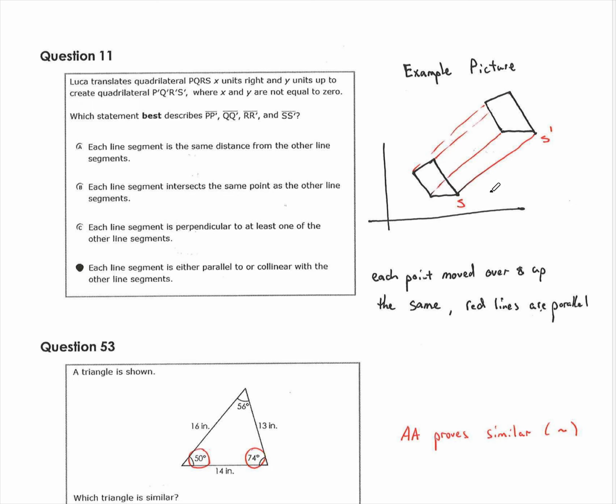But then look at each red. Each point went up and over the same amount. So that means each red line has to be the same slope, which means each line has to be parallel. And the only way they would be collinear is if the two lines themselves were already aligned. So if S was here and P was here, then they both would have moved along the same line. So in my example, they're all parallel, but they actually could be collinear.